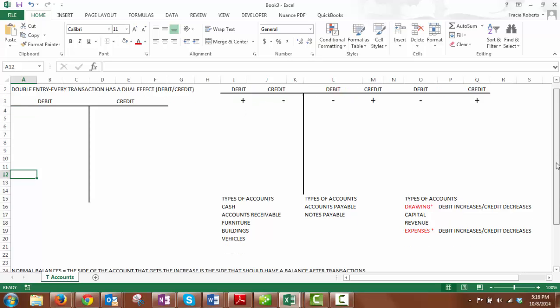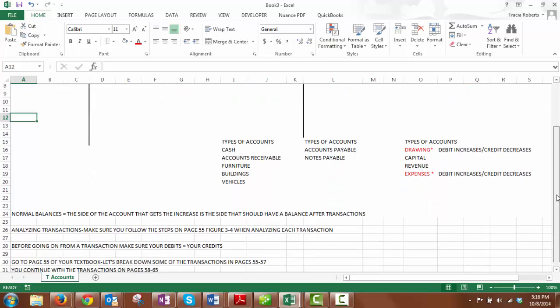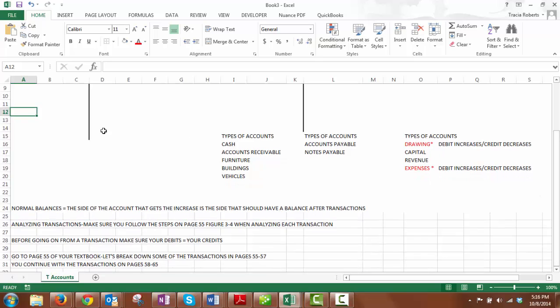So expenses, our normal account is going to be a debit, and drawing, our normal account, is going to be a debit. And normal account just means that after you've done all your transactions, whatever the difference of your transactions, you either put it on the debit side or the credit side, depending on which side gets the increasing.